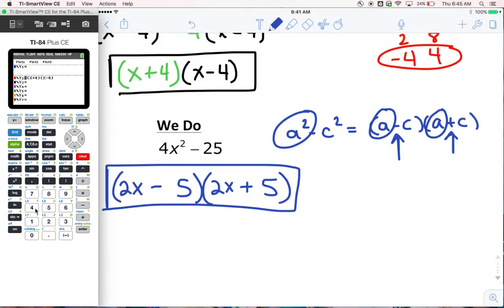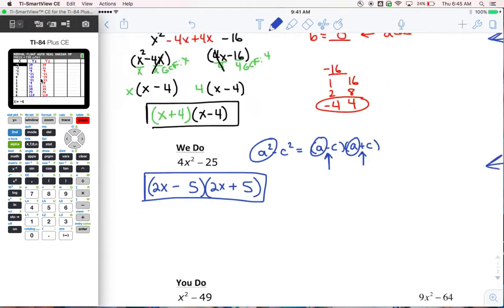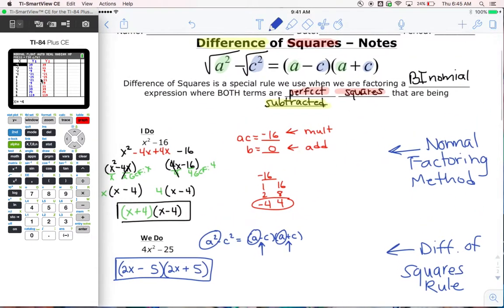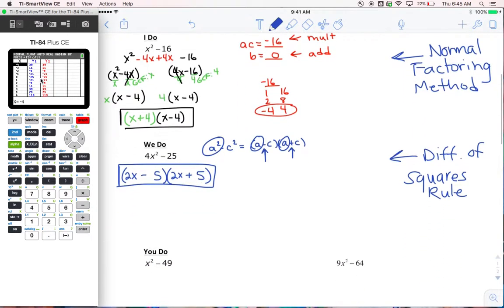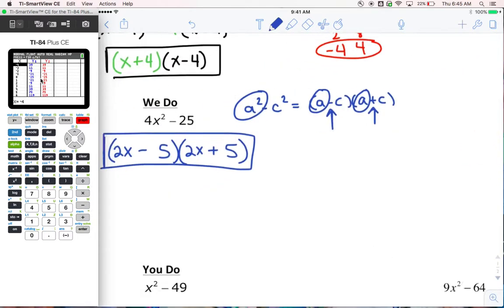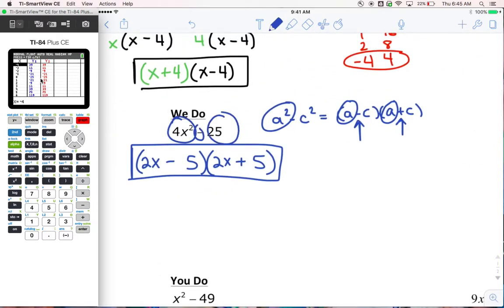So let me check my answer really quick. I started with 4x squared minus 25, and then I ended up with 2x minus 5 and 2x plus 5. And I'm going to check my table here to make sure that my y columns are matching. And they are, so we are good. All right, so kind of be thinking about in your head right now, do you like that you could use a shortcut, or do you just want to do it the normal way because this way always works, right? This way doesn't always work. It only works if you have a perfect square minus a perfect square.